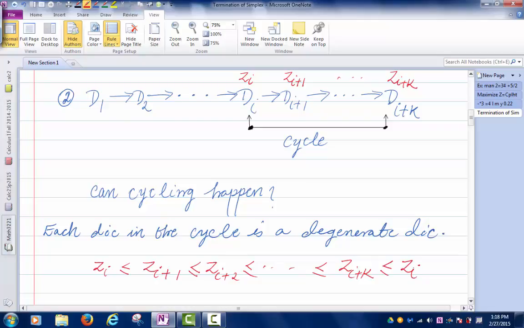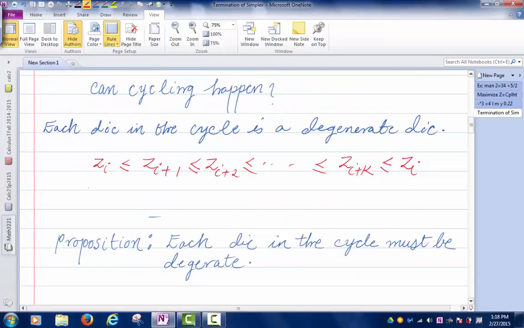Zi is less than or equal to blah blah blah and then less than or equal to Zi, right? So what does it tell you? All these inequalities must be equalities. If I say 1 is less than or equal to x is less than or equal to 1, it means x has to be 1, right? So because of these inequalities, this implies that Zi and Zi plus 1, they are all equal.